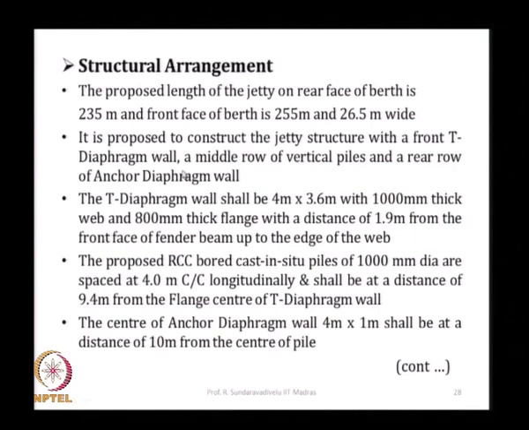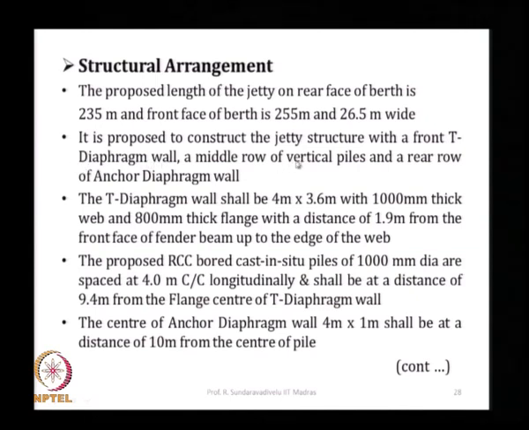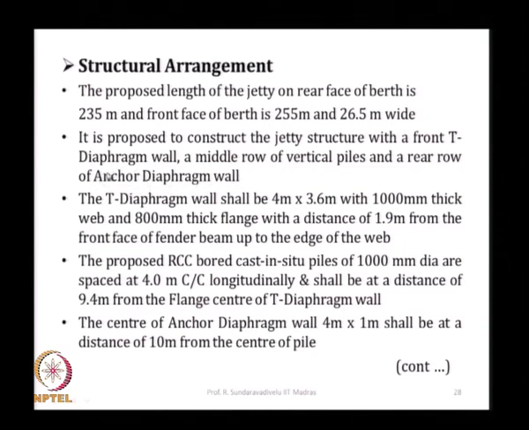The proposed length of the jetty is about 235 meter on the back side and the front side is 255, it is some kind of a trapezium. We have a T diaphragm wall in the front, middle row of vertical piles and rear row of anchor diaphragm wall. Sometimes we call this a dead man diaphragm wall also. The T diaphragm wall is 4 meter by 3.6 meter with 1000 mm thick web and 800 mm thick flange.